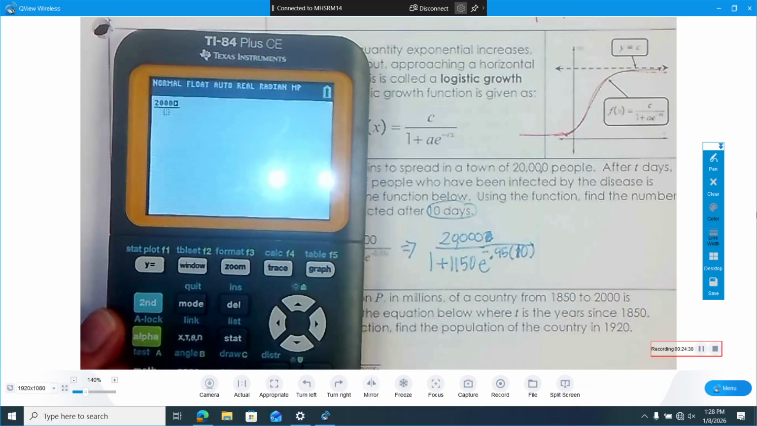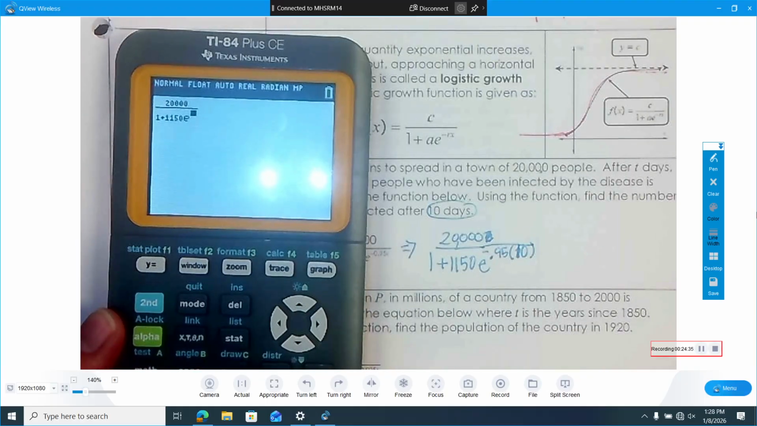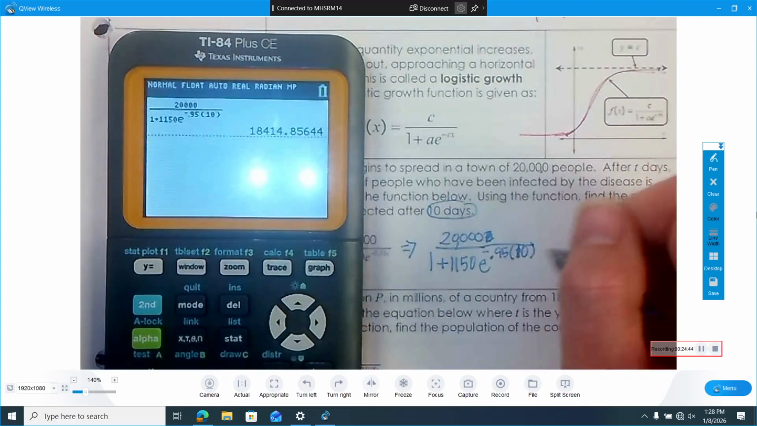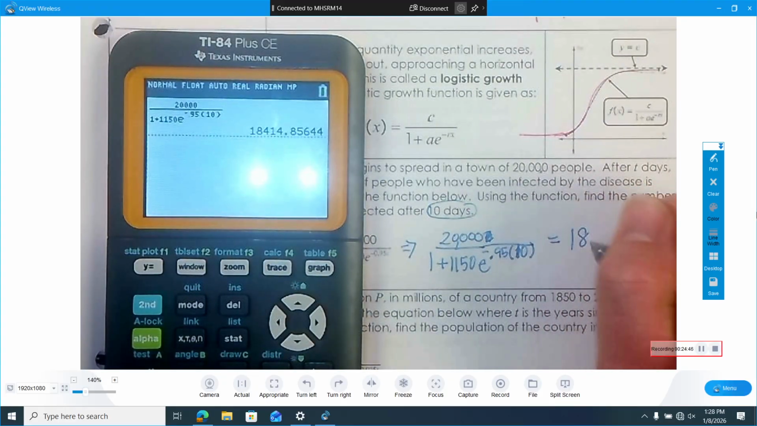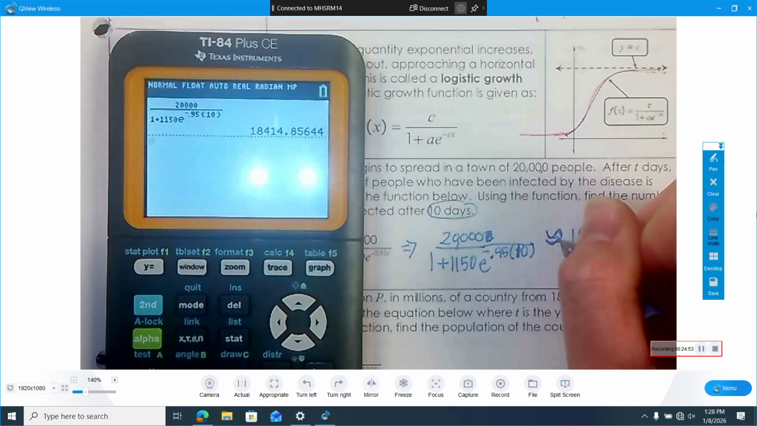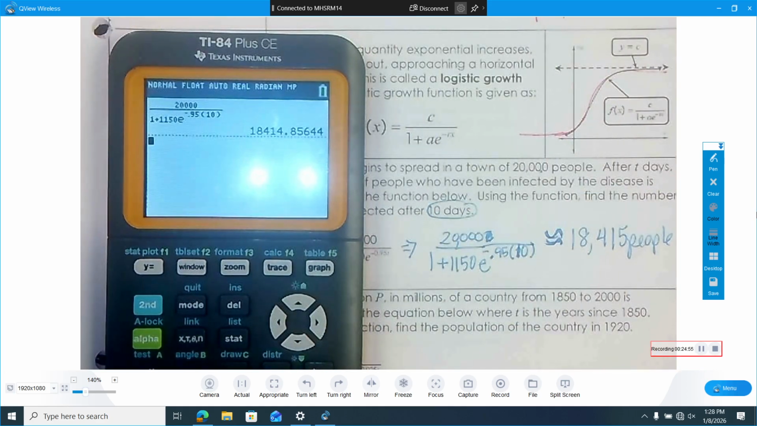So 20,000 over 1 plus 1150 e to the negative 0.95 times 10. So you get that all plugged in? And it's 18,415 people, roughly. I'm going to put a little approximation symbol there because that's not exact. All right, so after 10 days, wow, that was a quick spreading virus.